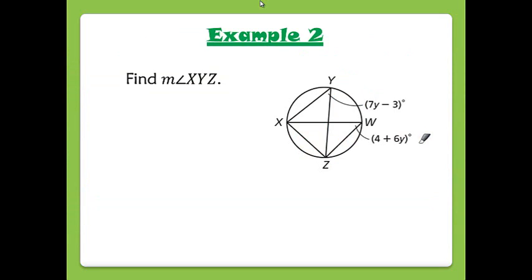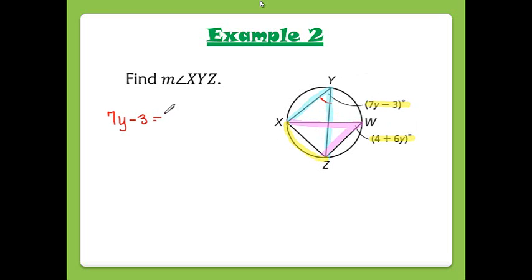In example 2, we're going to use that corollary. We're asked to find the measure of angle XYZ. Angle XYZ is this angle right here. If you look at that angle, the intercepted arc is XZ. But if you look at the other angle that's here, XWZ, it has the same intercepted arc, arc XZ. So since they intercept the same arc, they're going to be equal to each other.